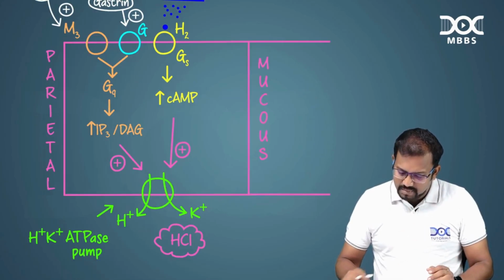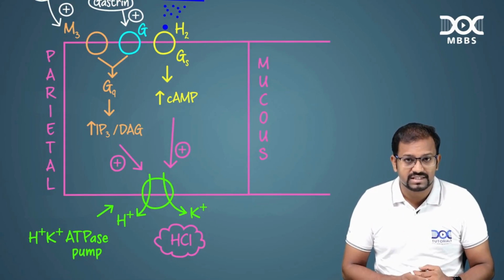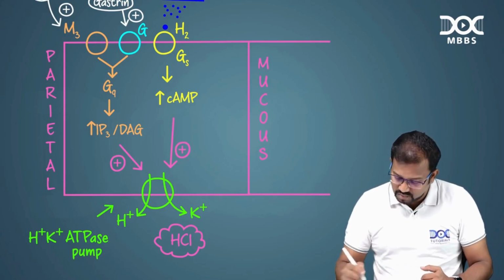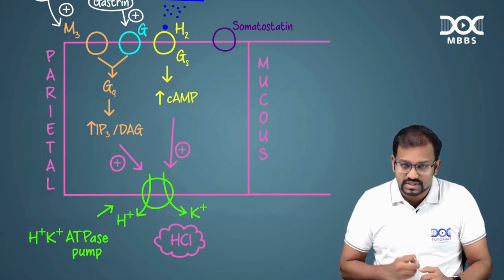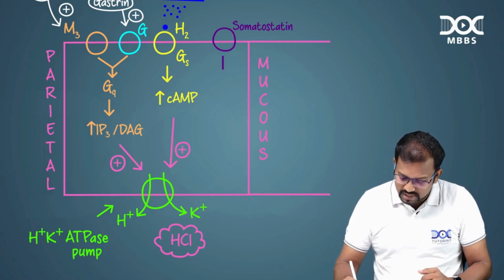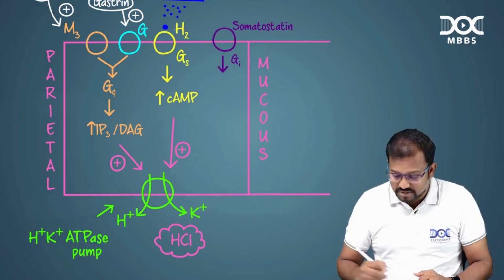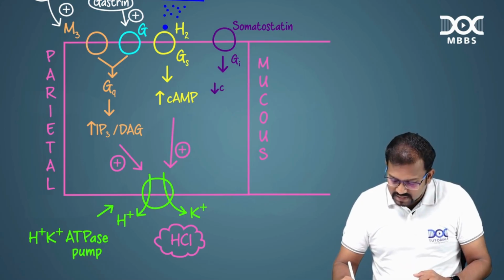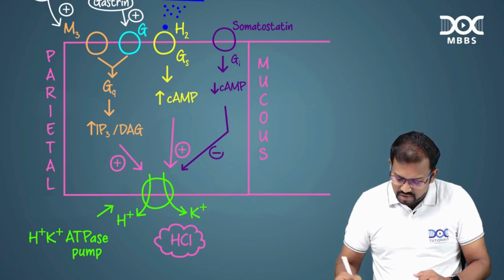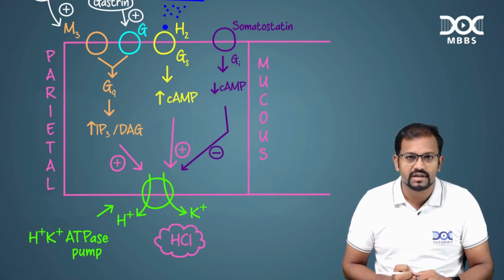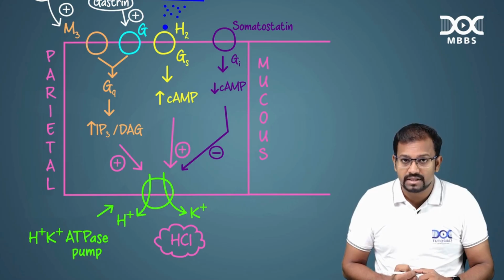What are the other inhibitory responses for this gastric acid secretion? Again, we have somatostatin. Somatostatin tends to be a Gi coupled receptor. If it is a Gi coupled receptor, it tends to decrease the intracellular cyclic AMP concentration, which further tends to inhibit the release of gastric acid. Clear?